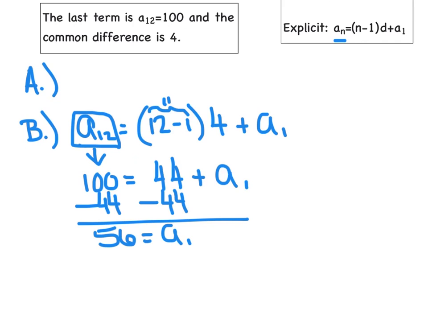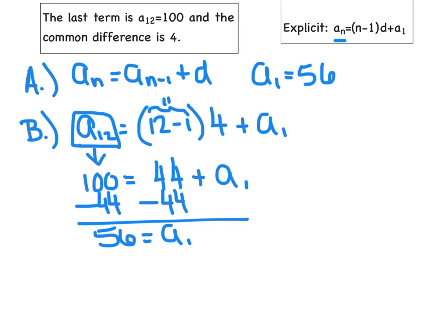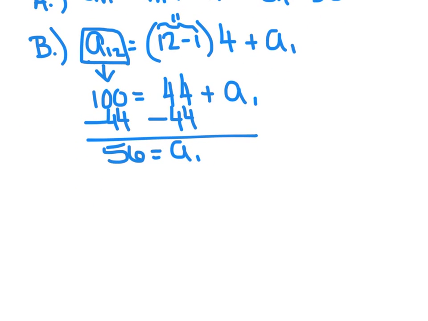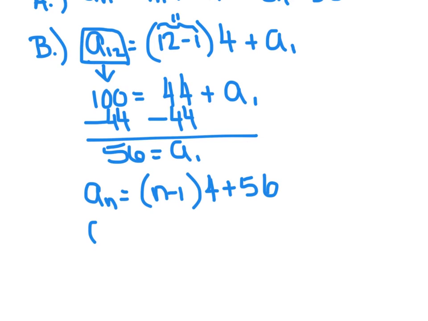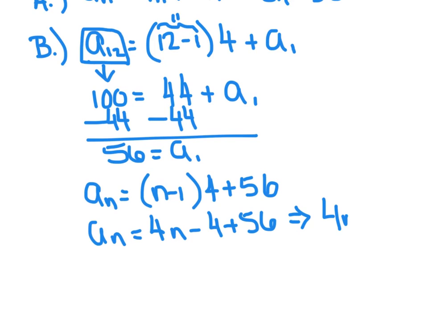I'll get the recursive out of the way so I don't forget it. So the nth term is defined as the n minus first term plus its common difference, where the first term is 56. Now, what does the explicit definition look like? Well, it says we got n minus 1 multiplied by 4 plus 56. If I distribute that, 4n minus 4 plus 56, that cleans up to 4n plus 52. So there's my general term in the explicit form.